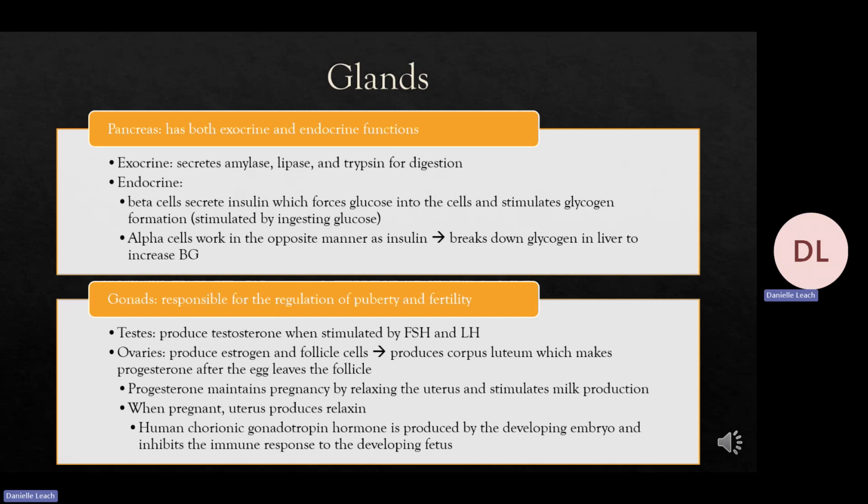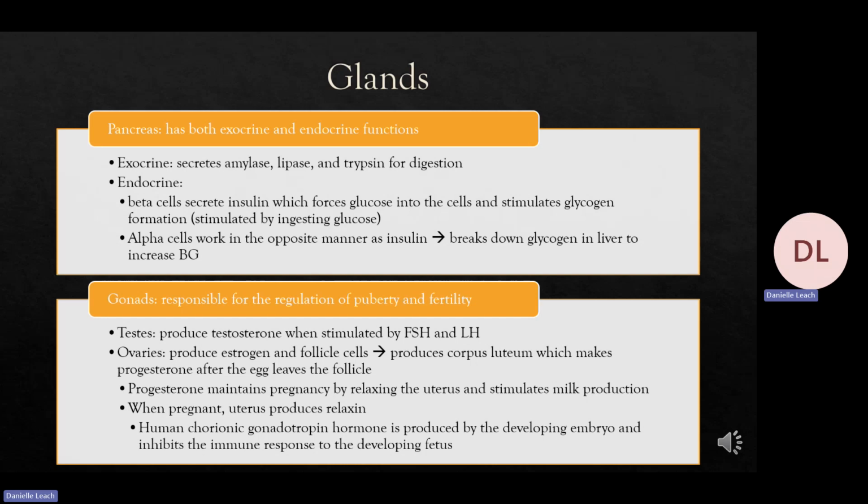Follicle cells produce the corpus luteum, which means yellow body, which makes the hormone progesterone after the egg leaves the follicle. Progesterone maintains pregnancy by relaxing the uterus and also stimulates milk production in the mammary glands.